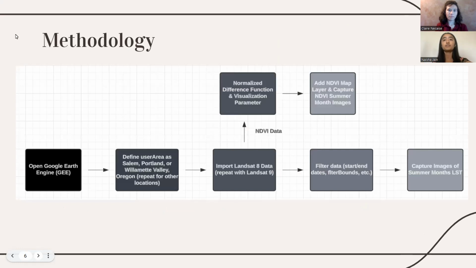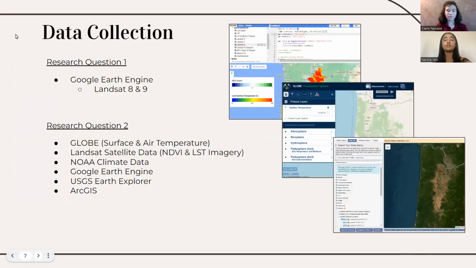We primarily use Google Earth Engine, specifically datasets from Landsat 8 and 9, to collect both quantitative and qualitative data for Salem, Portland, and the Willamette Valley. Additionally, we use datasets from USGS, ArcGIS, and GLOBE to support our findings.